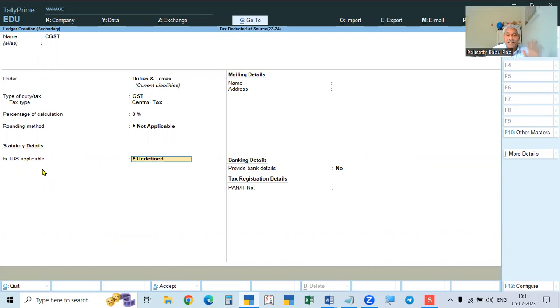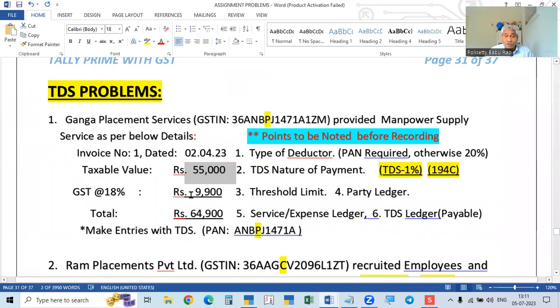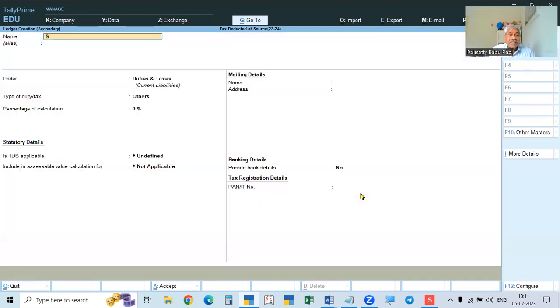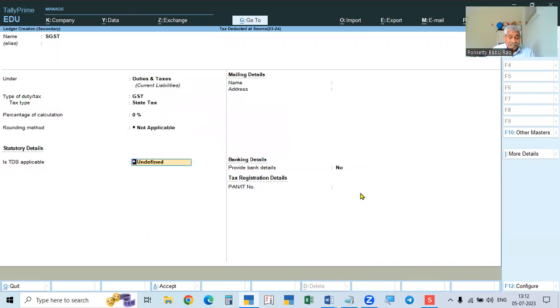So here for GST, CGST, SGST or IGST, TDS is not applicable. We will not deduct from that. So we can say not applicable. CGST here is 4,950. See 4,950. Total is 18%, 9 plus 9. And then again create SGST. It is also duties and taxes. GST, state tax. Here it is not applicable. TDS is not applicable for the tax.